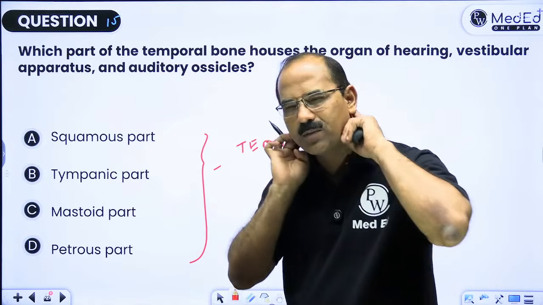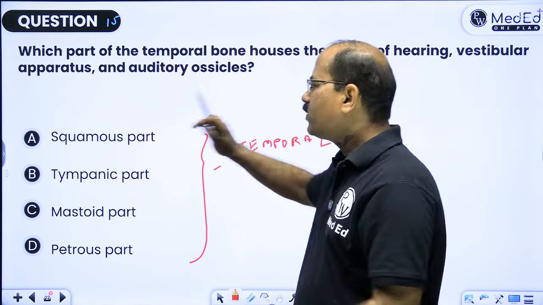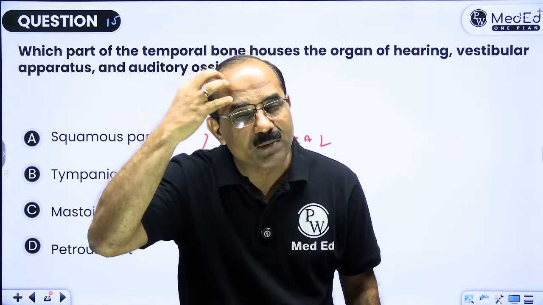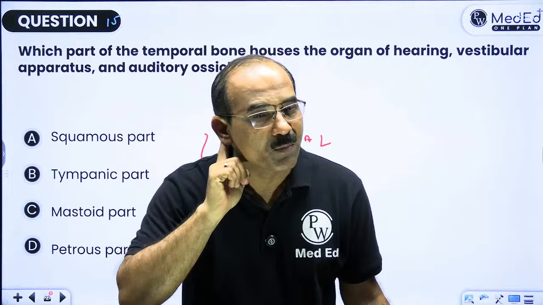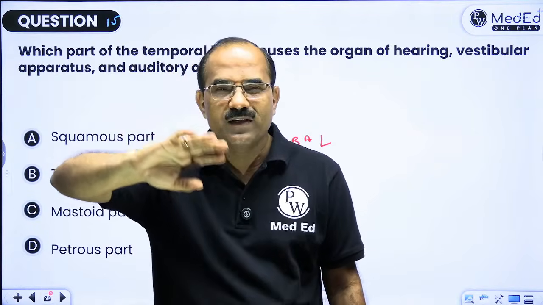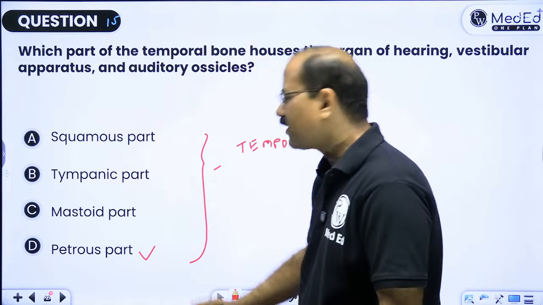मैस्टॉइड प्रोसेस पता है आपको? Mastoid process पीछे है. You know the squamous part, जहाँ पे गन रखते हैं, we put the gun here, that's the squamous part of temporal. Mastoid part पीछे है. Tympanic plate is at the base of the skull. Answer is petrous part of the temporal bone.